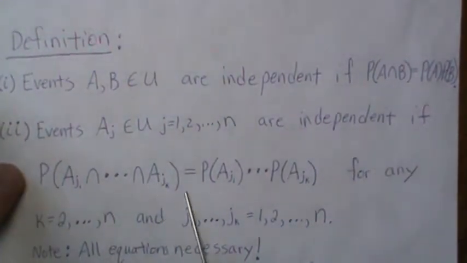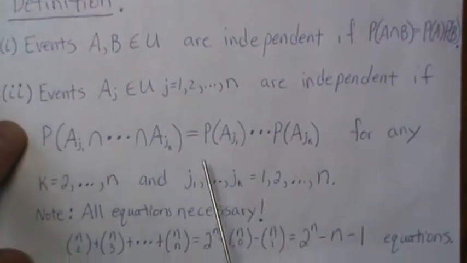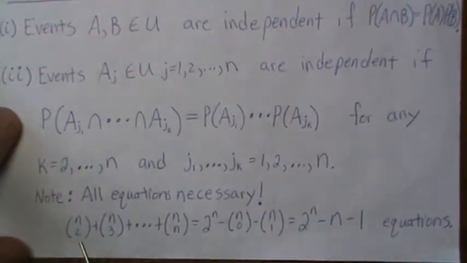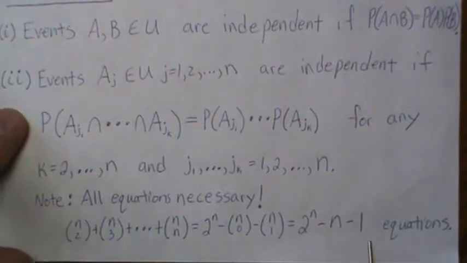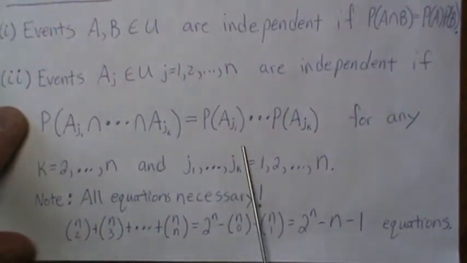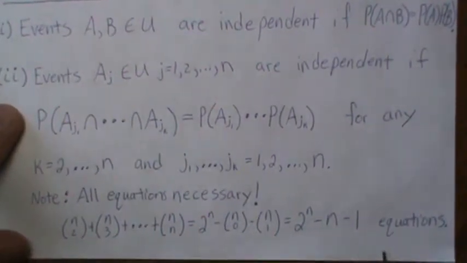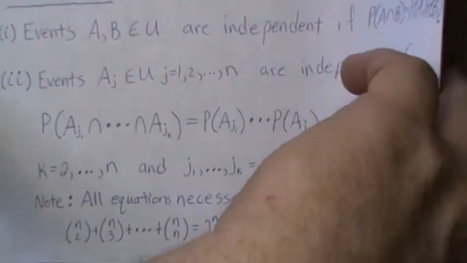So how many equations are there if there are n events? Well, we have to have all two-way combinations, three-way, four-way, five-way, up to n-way. And that is this. So there's this many equations that we have to check for these events to be independent. Okay.